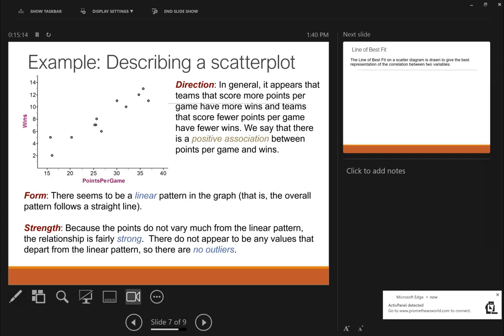And are there any outliers here? If you look, doesn't really look like it, right? We'll talk about outliers here in a bit, but they're going to be pretty stark for the most part.